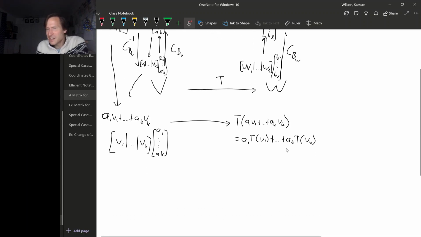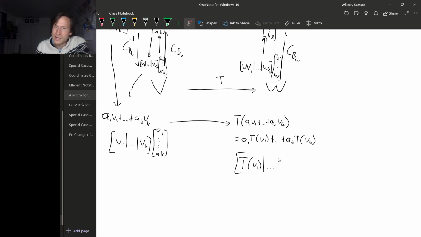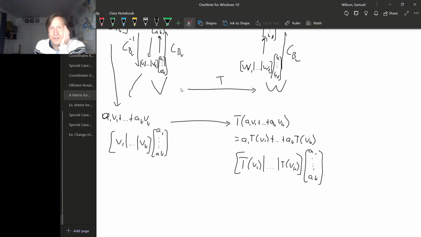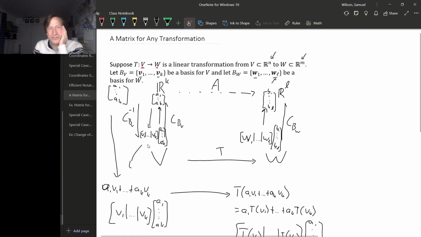But this linear combination of the T of V whatever is actually the same thing as T of V1 up through T of VK packed into a matrix times the coefficients A1 through AK. Okay, so that's what T does after we do this inverse coordinate map first. Now we need to take this result of T and see what this coordinate transformation does to it, right? What coordinates it gives us in RL.